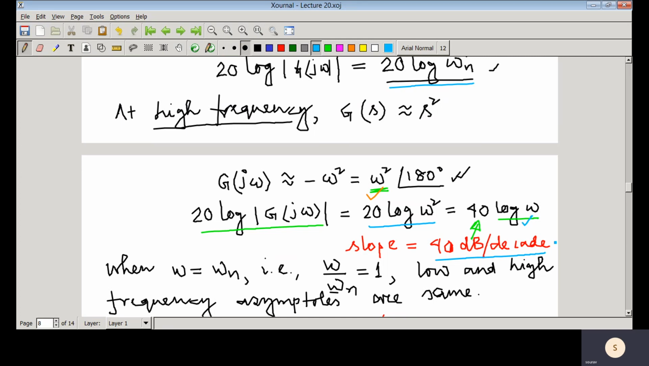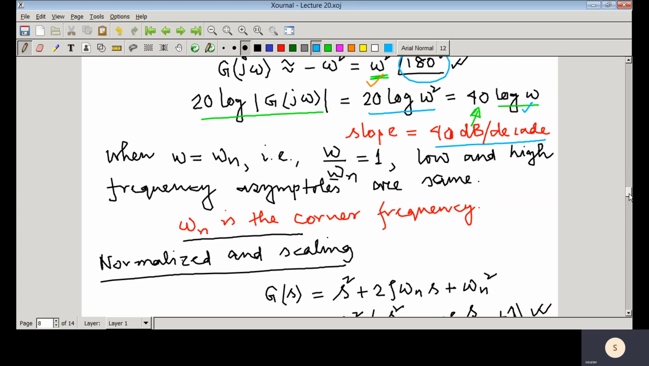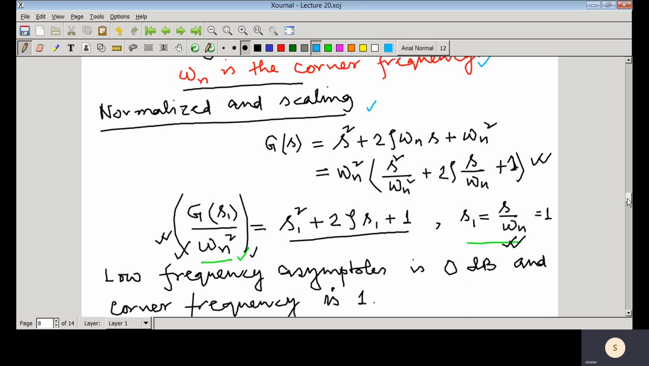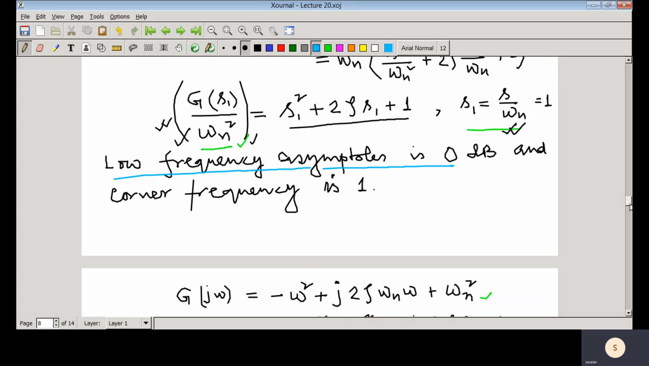In case of s plus a, it is 20 dB per decade. So here the slope is double, and we can see that the angle is 180 degrees at high frequency. We have also shown that omega n is the corner frequency, because at omega n the low frequency and high frequency asymptotes are the same. We can also represent it in normalized and scaled form. In that form, the low frequency asymptote is 0 dB and the corner frequency is 1.